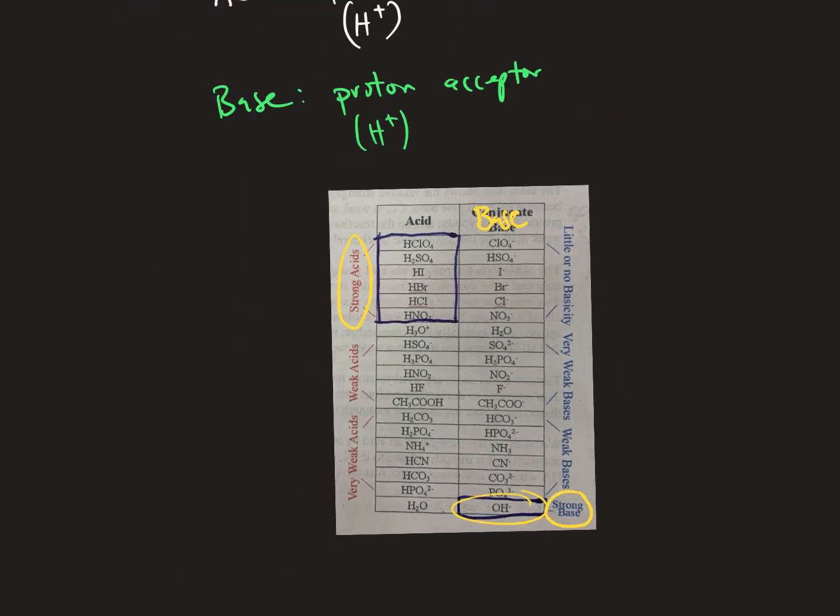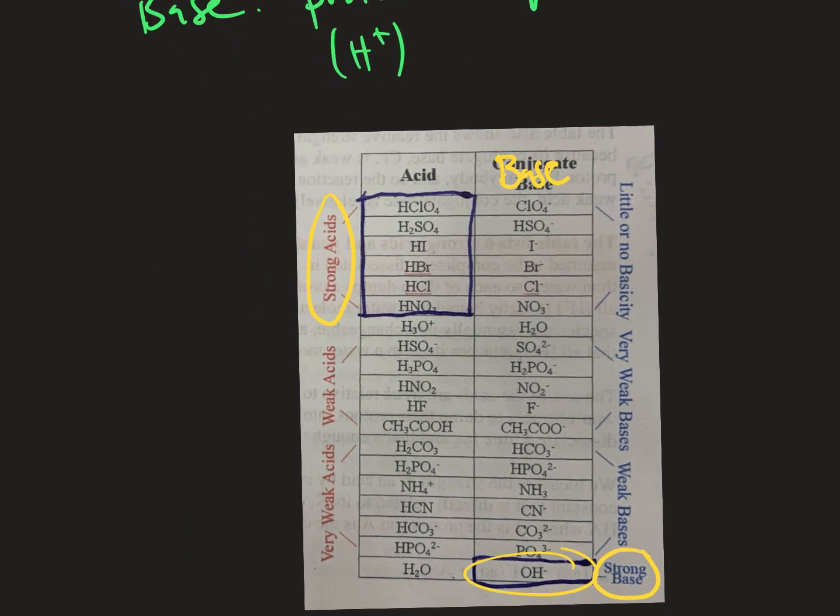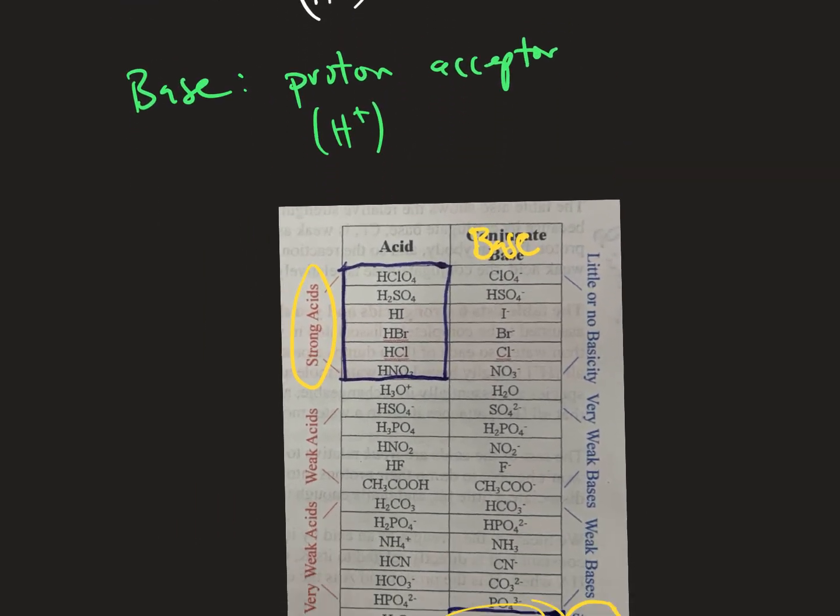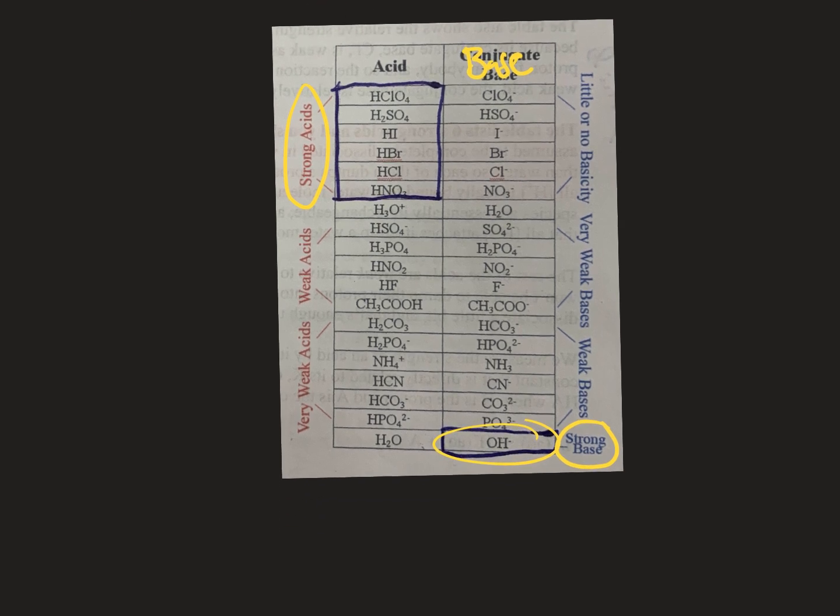So again, the things that you need to remember here are the strong acids and strong bases. Questions? Do we have those written down? This list is also in my notes if you want. Okay?